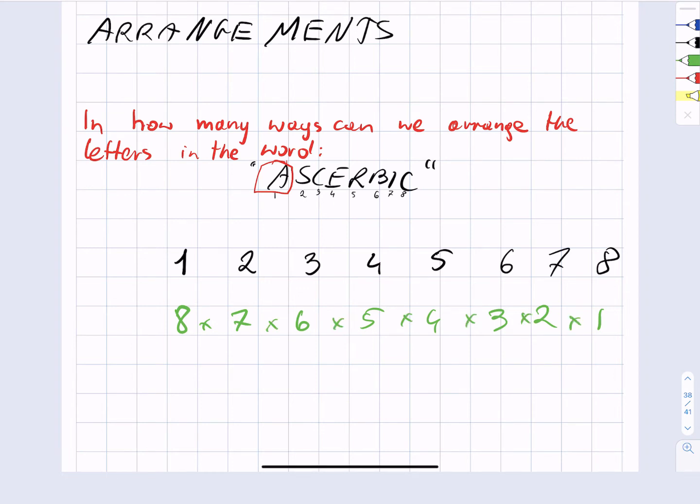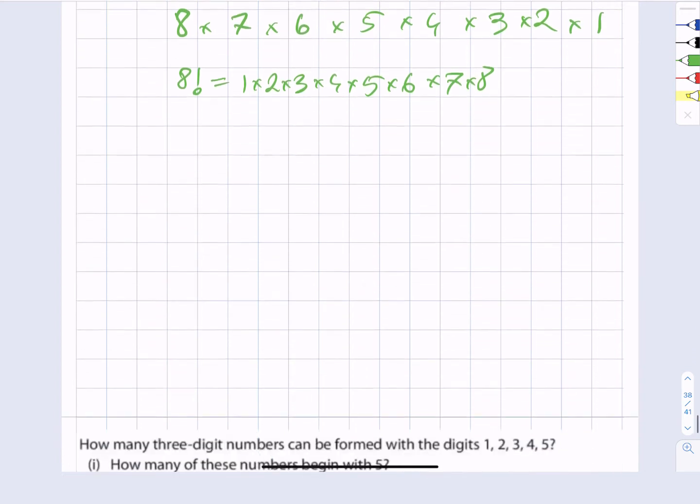So that's the arrangements. This kind of operation is called a factorial, and it's written like this, 8 with a little exclamation mark. So 8 with a little exclamation mark is 1 by 2 by 3 by 4, 5, 6, 7 by 8. So from 1 to 8. You multiply all the numbers between 1 and the number you get the factorial of. Let's have a look at an example.